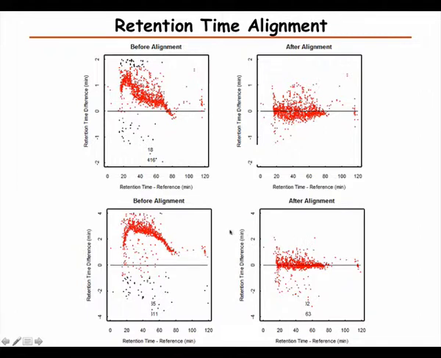Yeah, and this is something when we run many samples, we do want to do to be able to compare, and especially for label-free quantitation, we have to make sure that we compare the same peak to the same peptide to the same peptide in both cases.